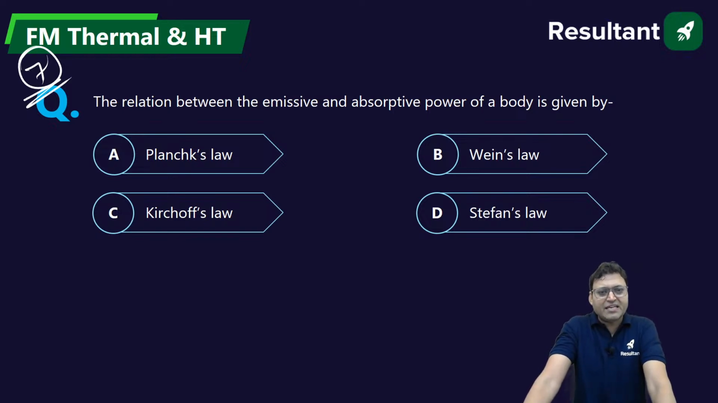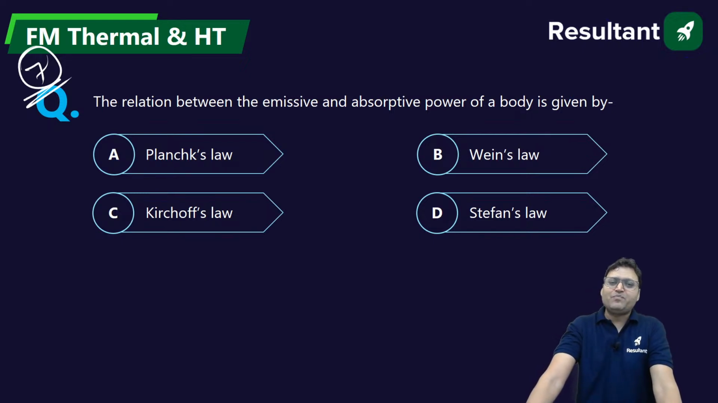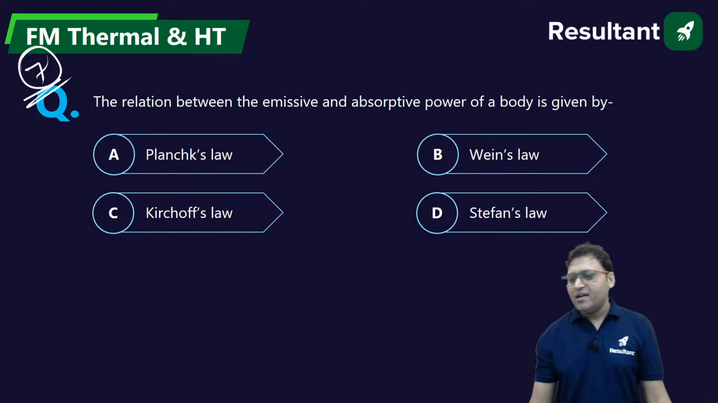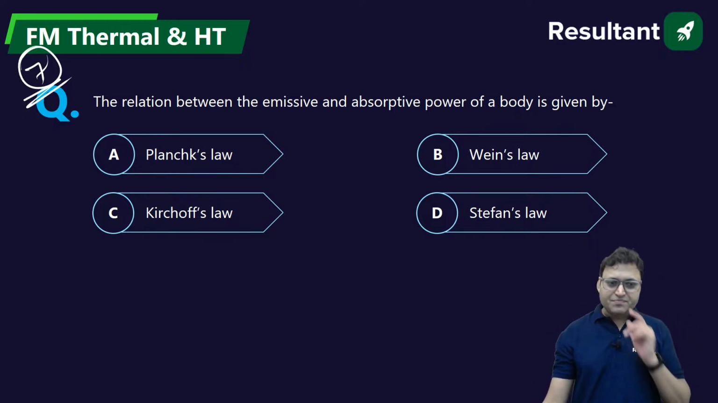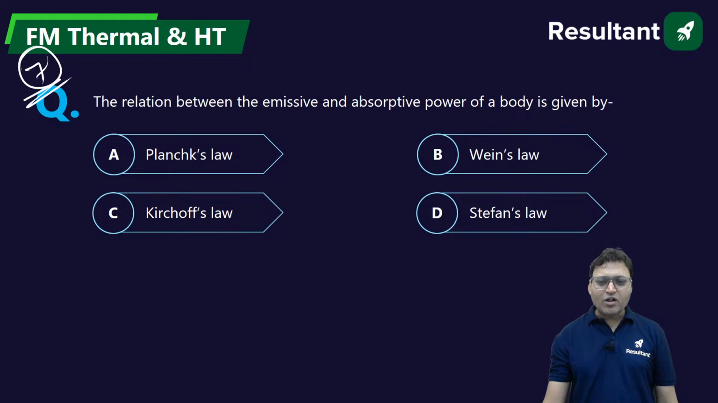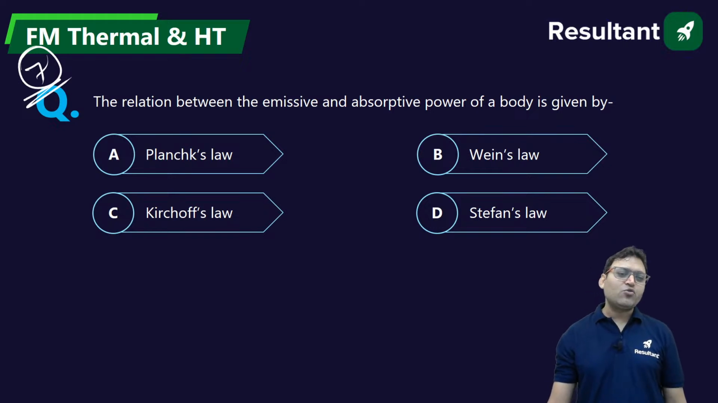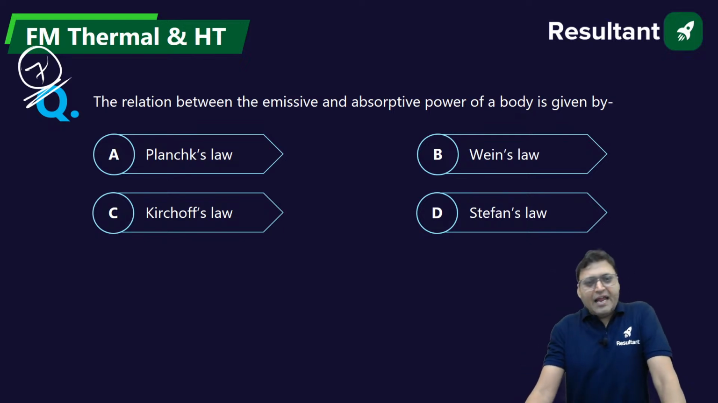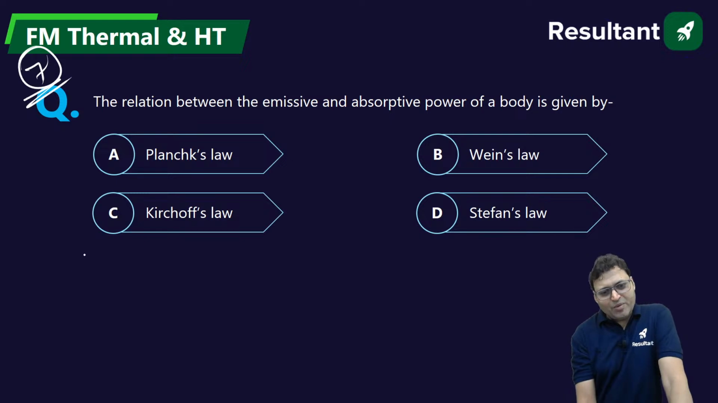Question number 7 is on your screen from heat transfer. The relation between emissive and absorptive power of a body will be given by. This is from the radiation mode of heat transfer. All the laws are related to radiation. So which law relates the emissive power? Do you remember this?